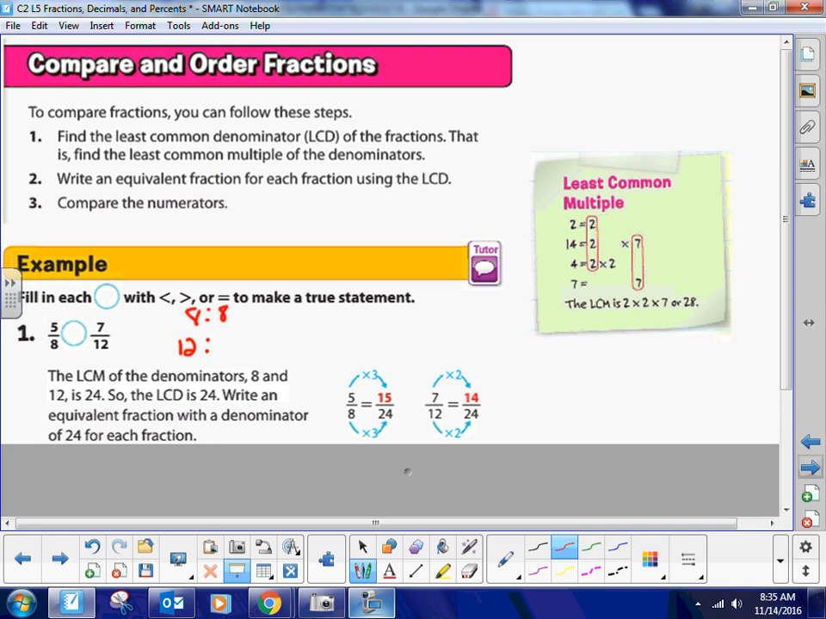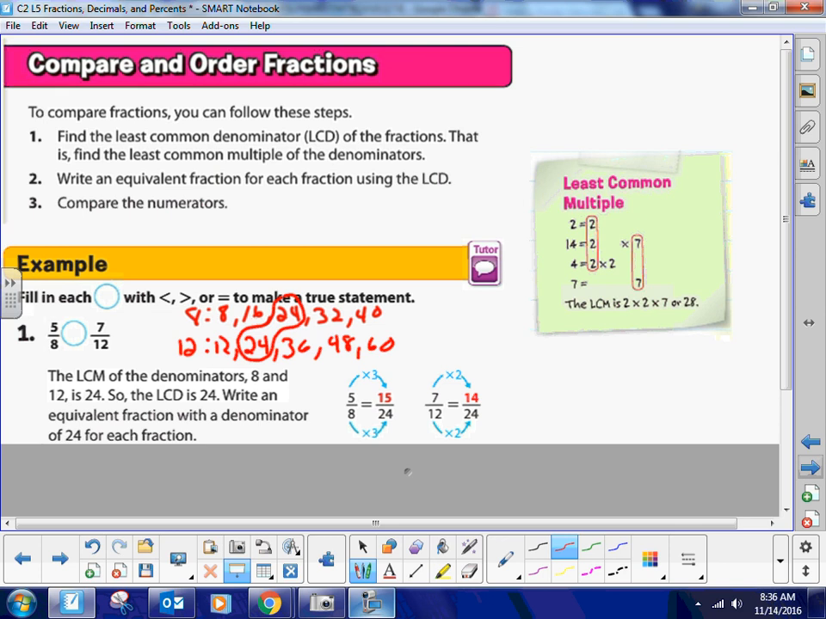And then go 8 times 1 is 8, 8 times 2 is 16, 8 times 3 is 24, 8 times 4 is 32, and 8 times 5 is 40. I would go up to 5 every time. Okay? Do 5 for each one. So this is 12, 24, 36, 48, and 60, right? But as soon as we got to 24, you can probably see that 24 is the common denominator.